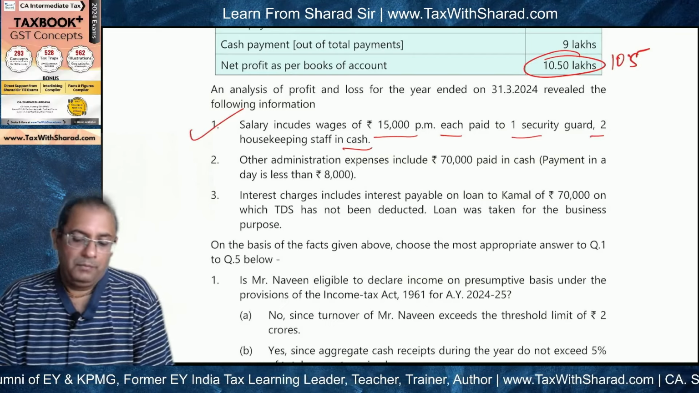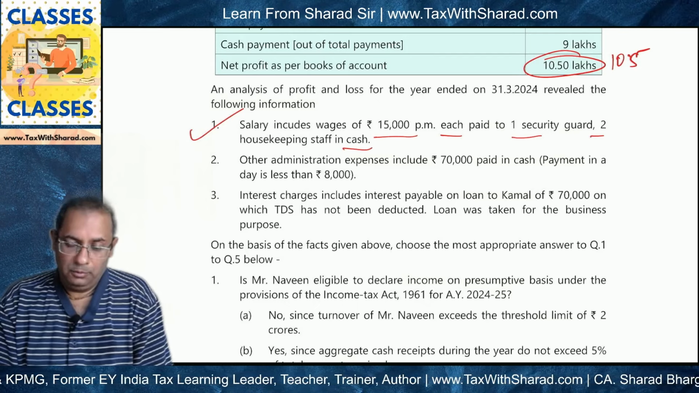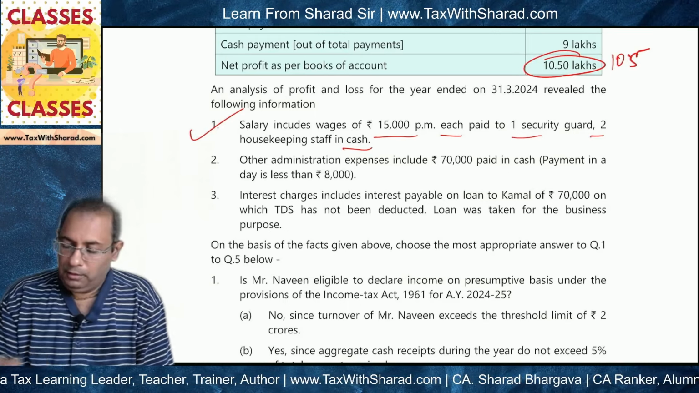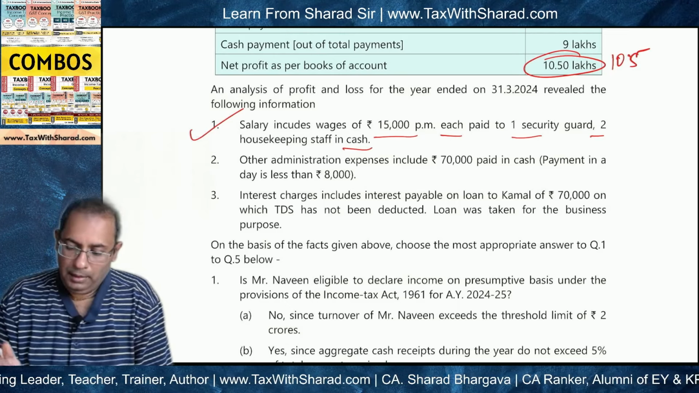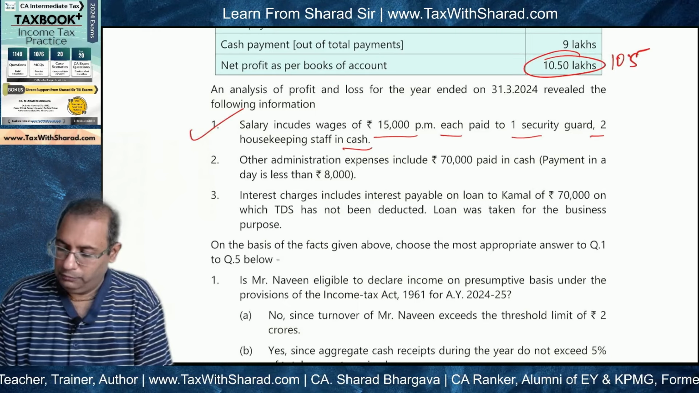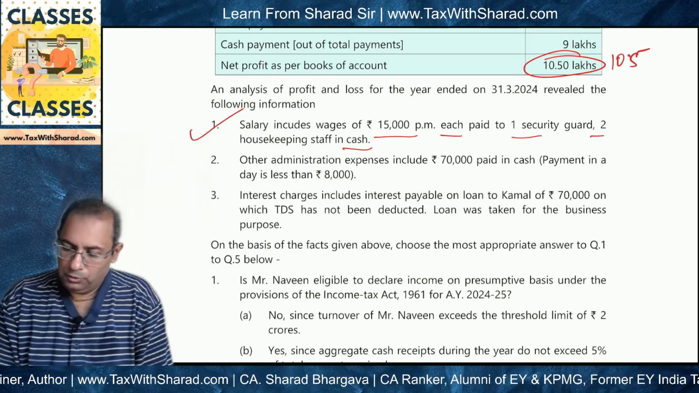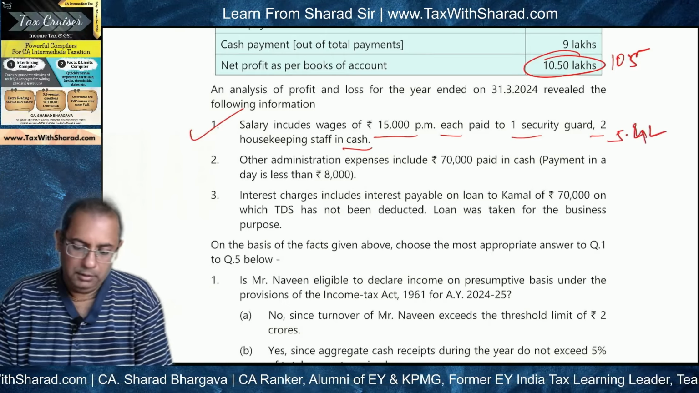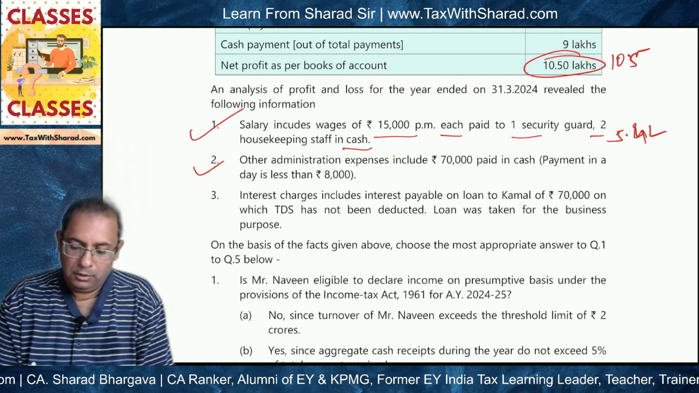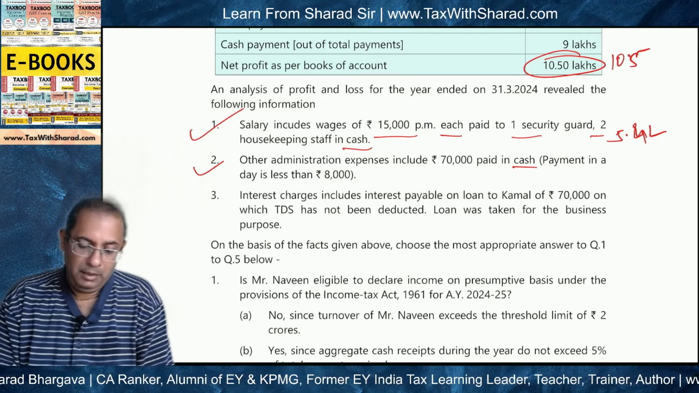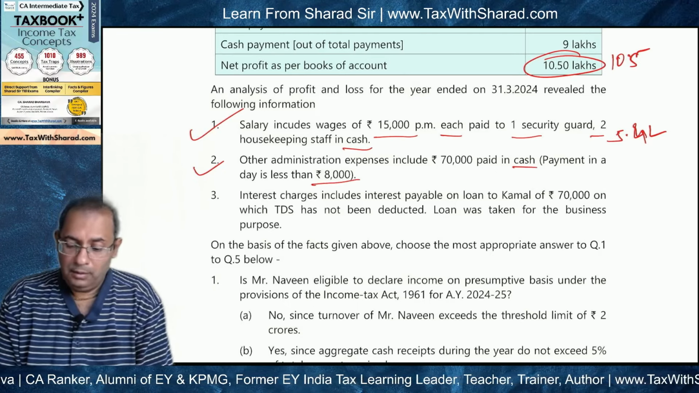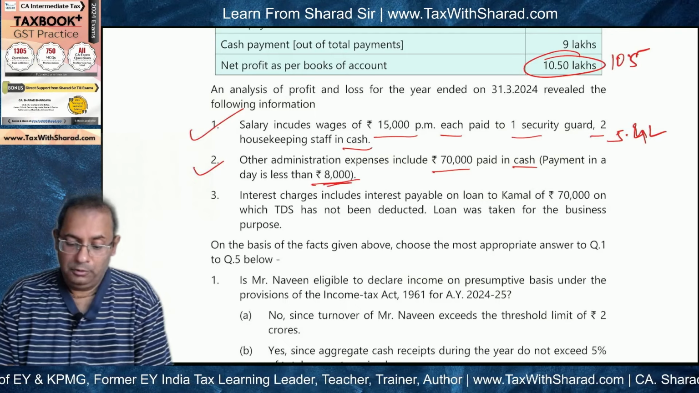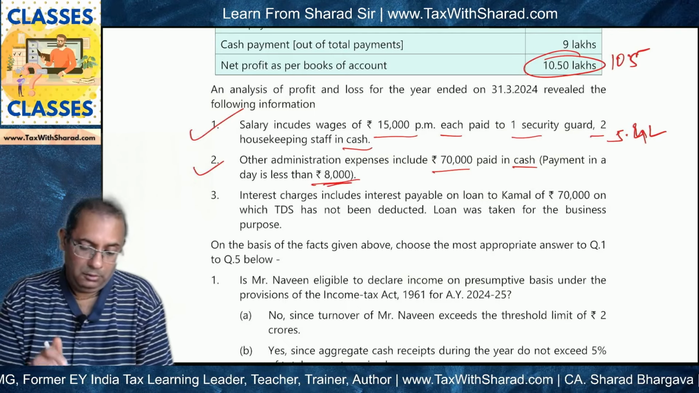Payment to a person in a day exceeding 10,000 rupees will need to be disallowed as per 40A(3), and since it is 15,000, 40A(3) will be hit, and this is for 3 personnel at 15,000 per month. So 15,000 into 3 into 12. So this comes to 5.4 lakh. This will be disallowed under 40A(3). Next is other administrative expenses include 70,000 paid in cash once again, but payment in a day is less than 8,000. So while the aggregate is more than 10,000, in a day it is not exceeding the limit of 10,000, so 40A(3) will not be hit, so no adjustment will be required on account of point number 2.